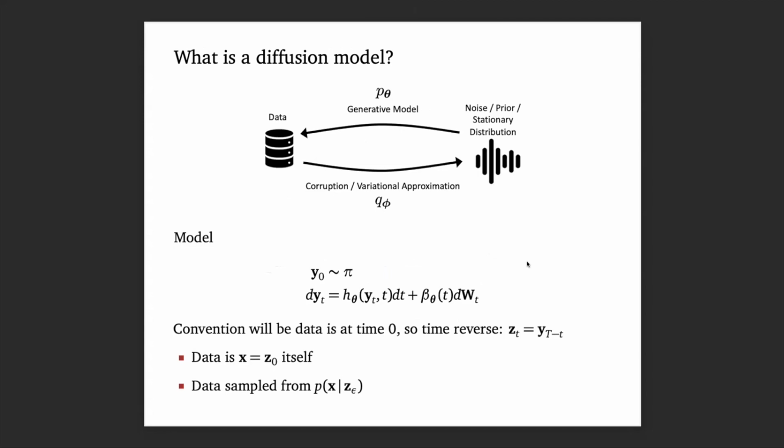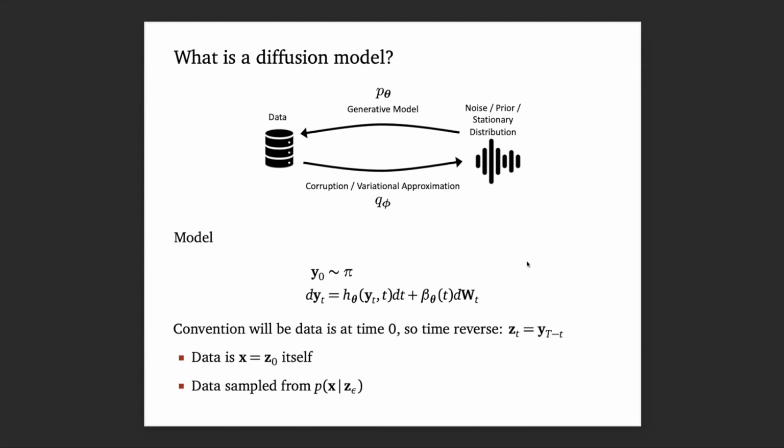And if we want to make that a little bit more formal, we have a model which samples from a prior, and then you take that sample from the prior and run it through an Ito stochastic differential equation. And I like data to be at time 0, but I like to integrate forward in time. So what we're going to do is we're going to say that the data itself is going to be Z0, which is the time reversal of this process that's up here. So you run this process until capital T, Y of T minus little t is the time reversal of this process.